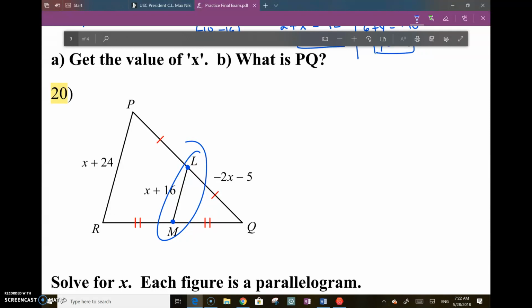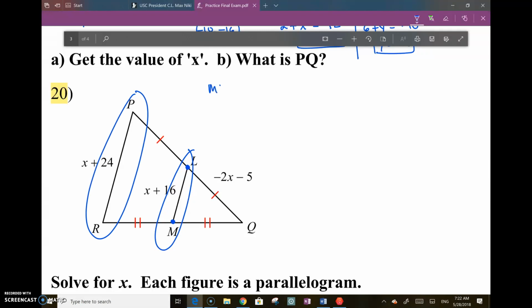And so what this does for us is it opens up some principles, which says that ML is exactly half of this. I could write it as ML is exactly 1/2 of PR, which is the base of that triangle. But I could turn this around and say, if ML is half of PR, then PR must be twice or double ML. In other words, it takes 2 ML midsegments to equal 1 PR base.